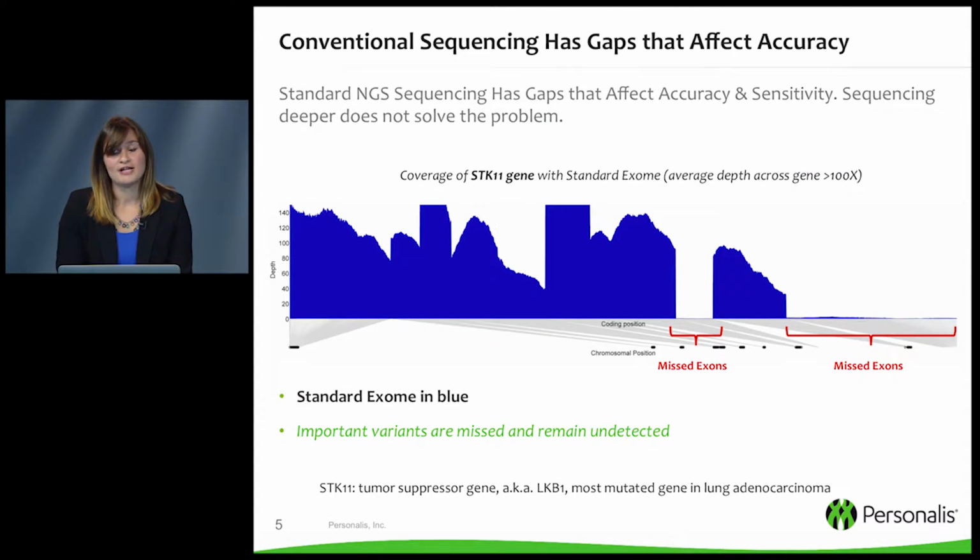Now, one of the biggest challenges in sequencing today are the gaps and the inconsistencies with standard assays like a standard exome. So for example, we show here a coverage plot of the STK11 gene using a standard exome. The plot shows all exons concatenated on the x-axis and the read depth on the y. And so as you can see, although this gene is sequenced at high depth, in this case at an average of over 100x, the standard exome fails to cover entire exons. So variants residing in these regions would be completely missed.